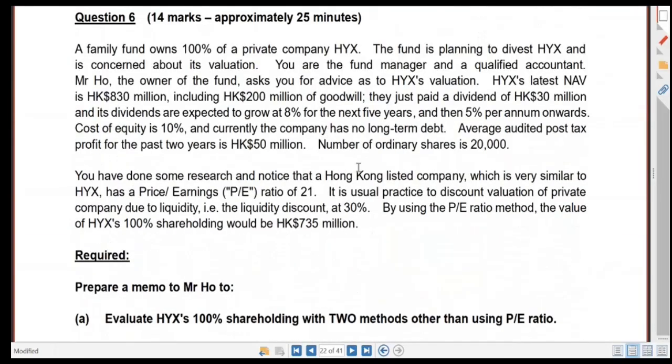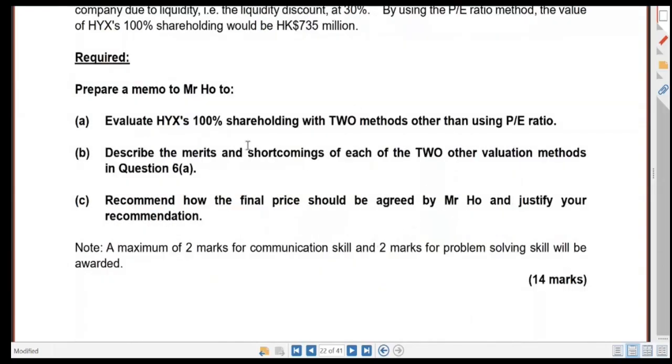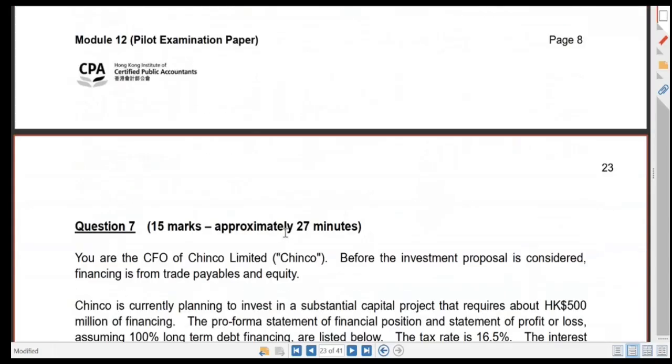And then question number 6 here, you have 25 minutes. You notice that it's less than half a page of information there. This one is talking about valuation. It is in my area number 4. Area number 4 there, roughly.